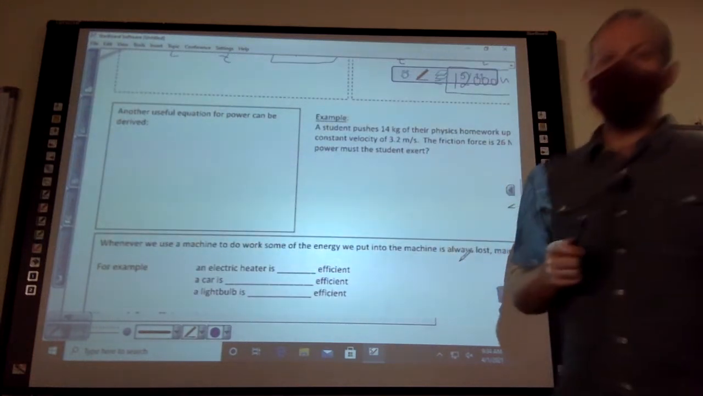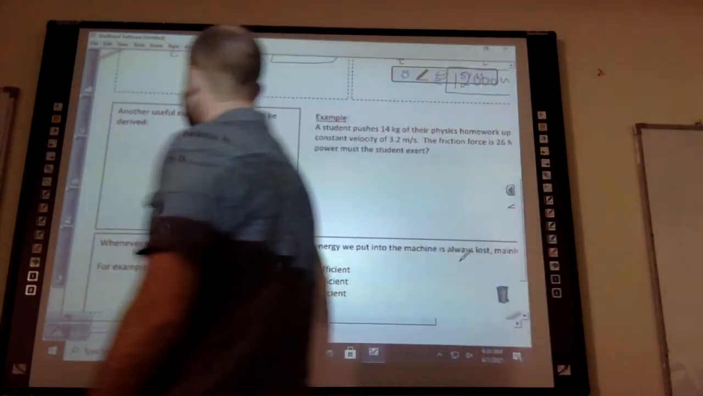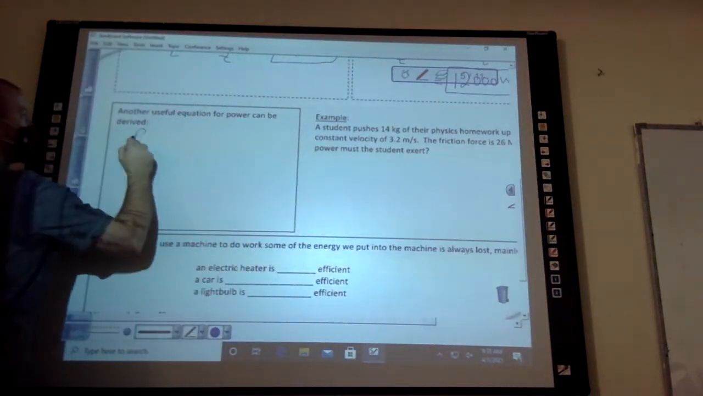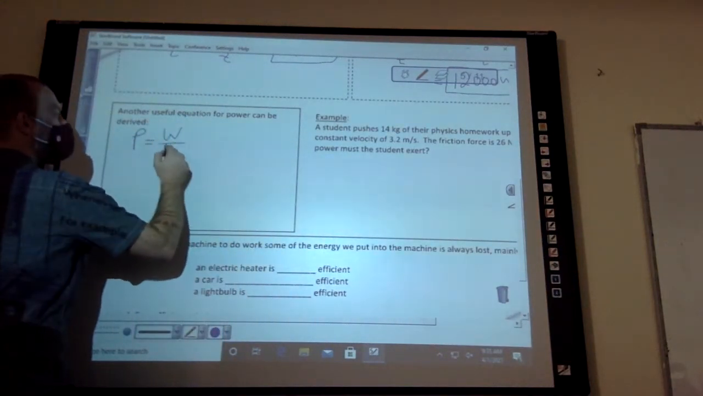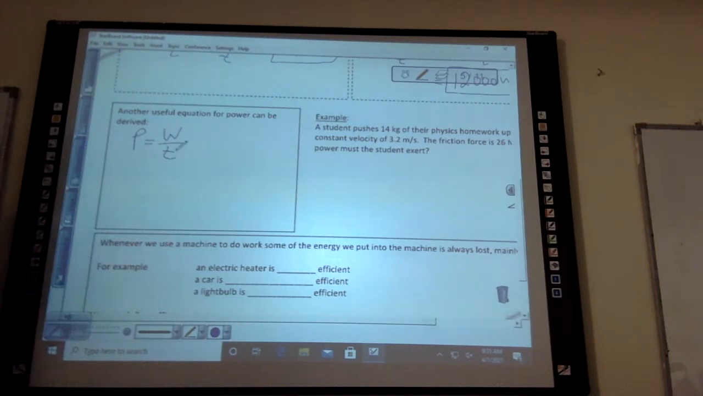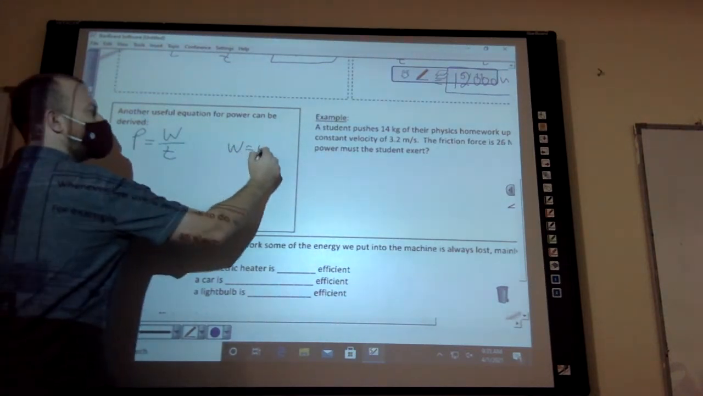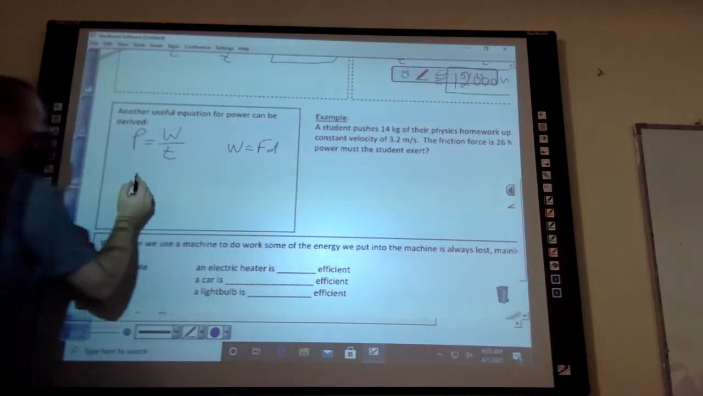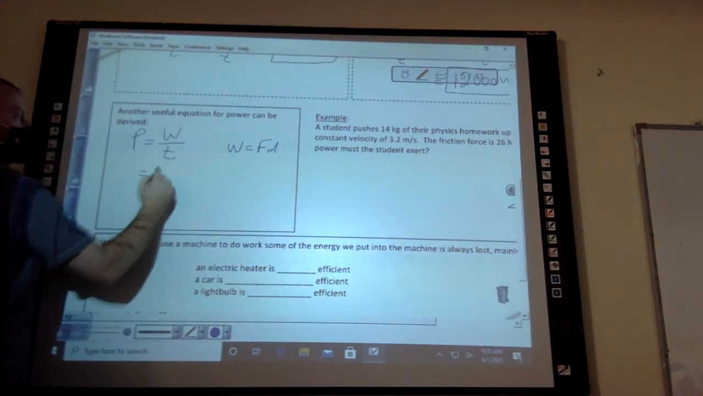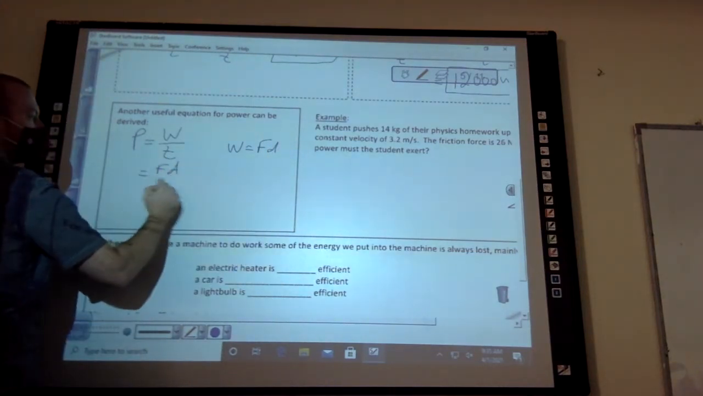There's another equation we can use for power. This one I will show you, because it's really quick. So we said power is work over time. We know work can also equal a force times a distance. So I can also say that this is force times distance over time.